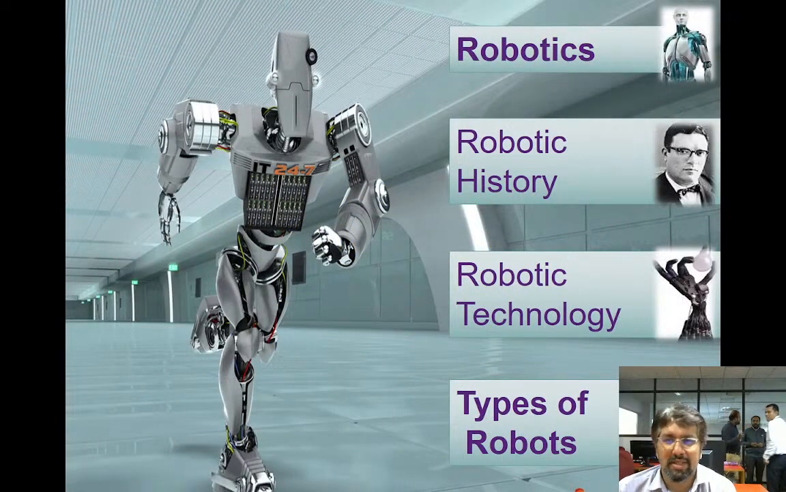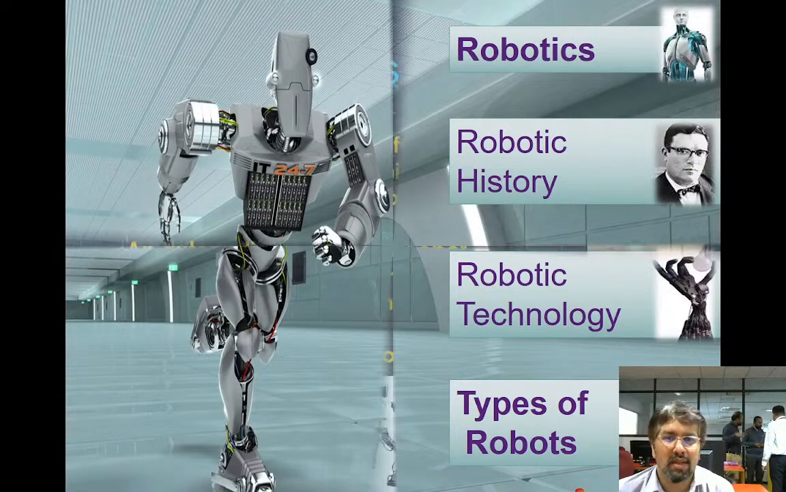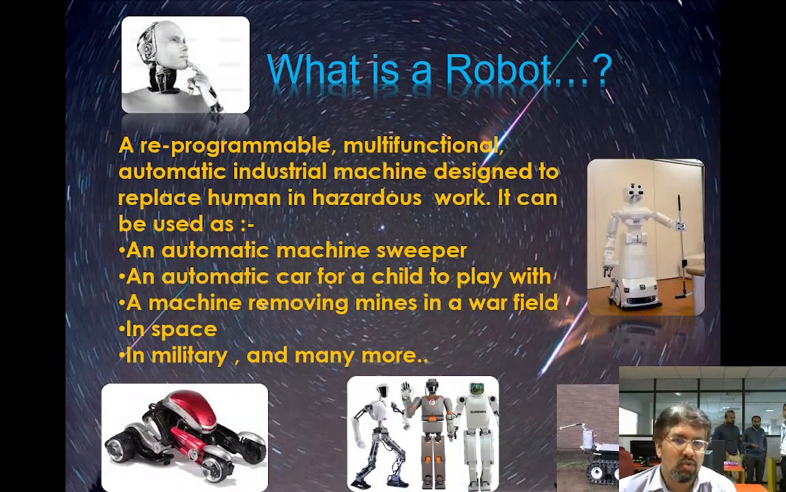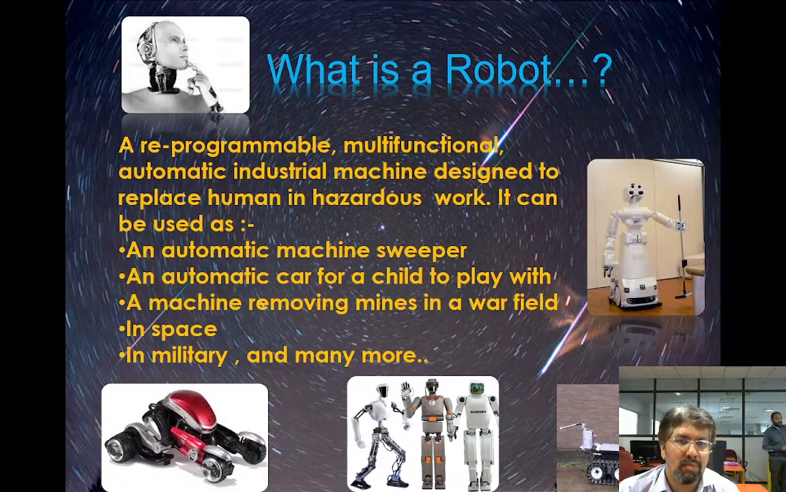I'll just be providing you the overview. We'll be seeing what robotics is, the technology, and the types of robots. So basically, what is a robot? It's a reprogrammable, multifunctional, automatic industrial machine designed to replace humans in hazardous work. It can be used as an automatic machine sweeper, or an automatic car for a child to play with. And you can see a machine removing mines in the warfield. It is also used in space as well as in the military.